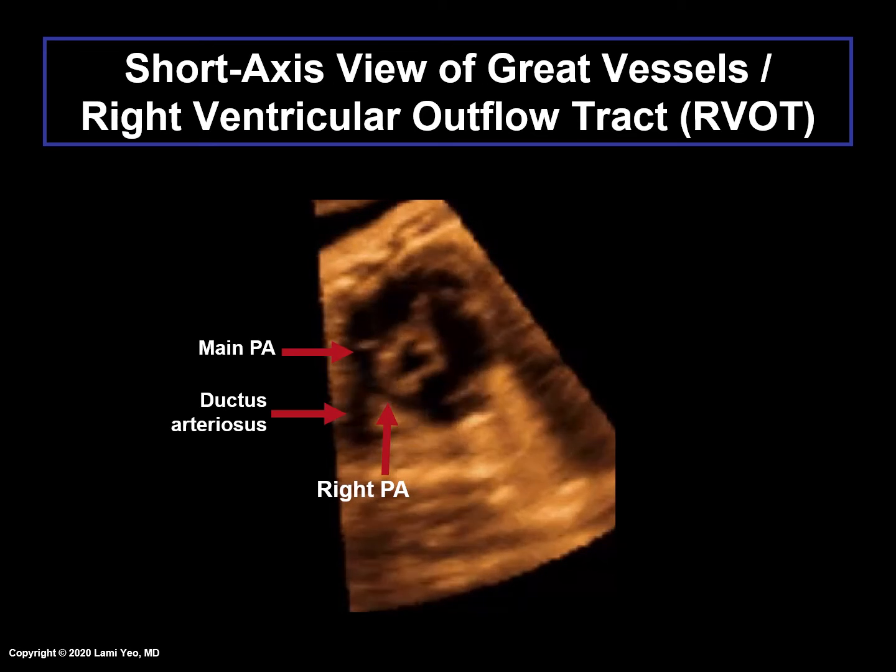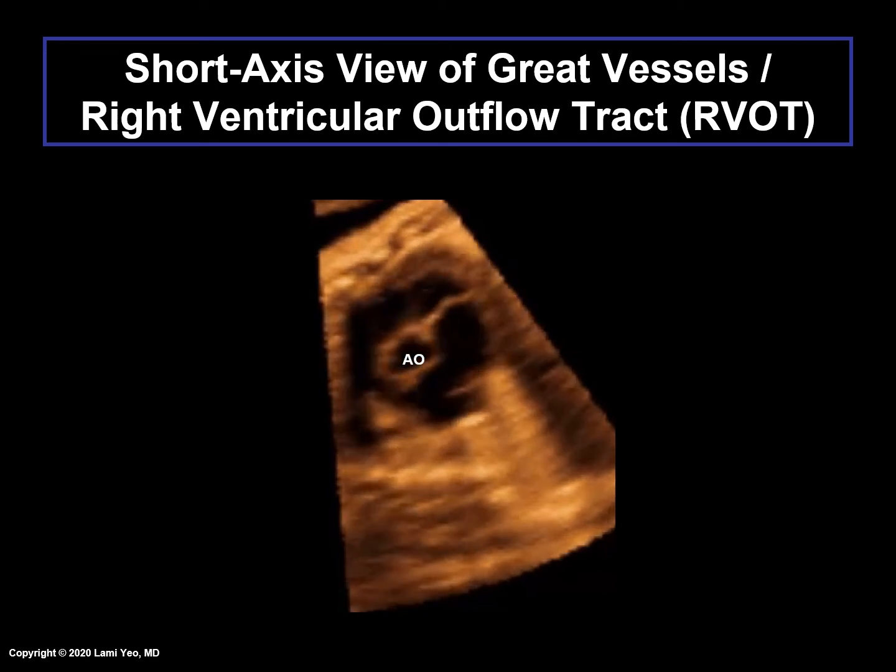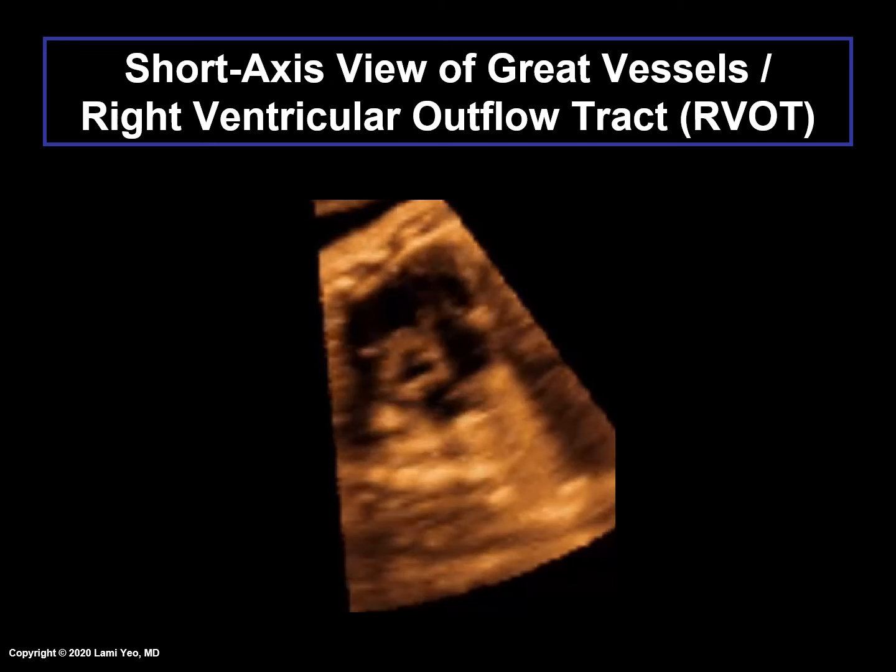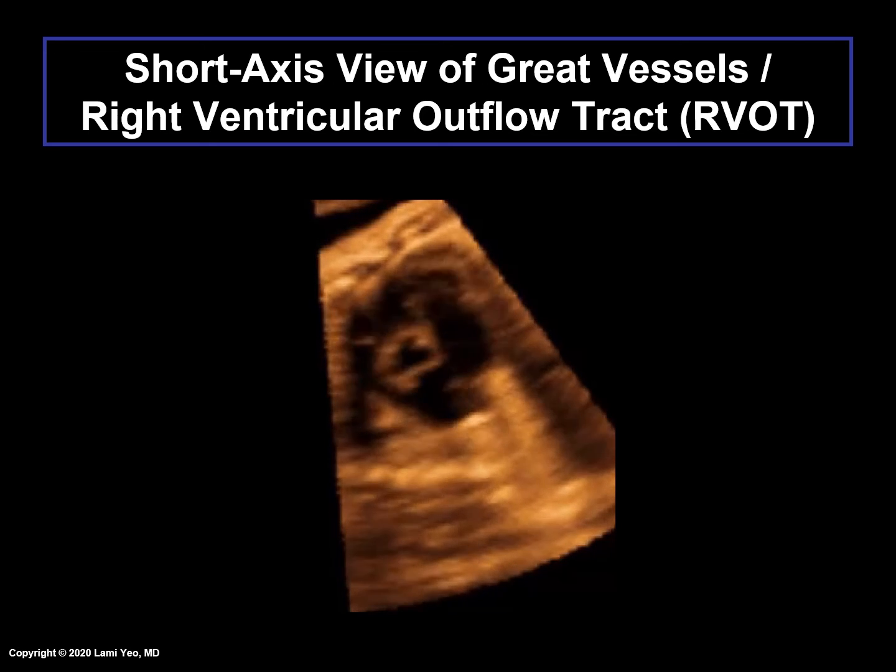The main pulmonary artery, which bifurcates into the right pulmonary artery and ductus arteriosus, should wrap around the cross-section of the aorta at the level of the aortic valve. The right pulmonary artery courses under the aorta and to the right.